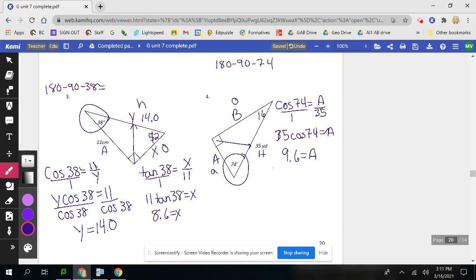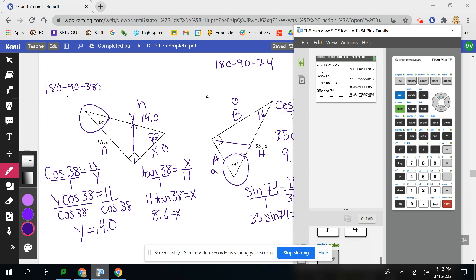Now for B, that's opposite over hypotenuse, so that's sine. So I'm going to say sine of 74 equals B over 35. I put sine of 74 over 1, cross multiply, 35 sine of 74 equals B. Do that on my calculator. And that's 33.6.